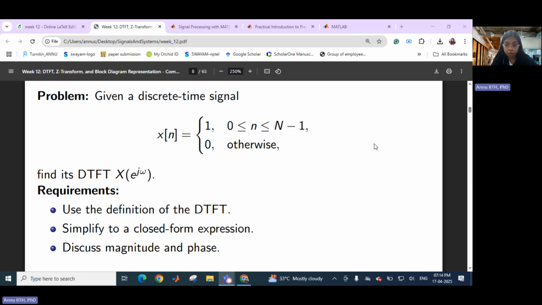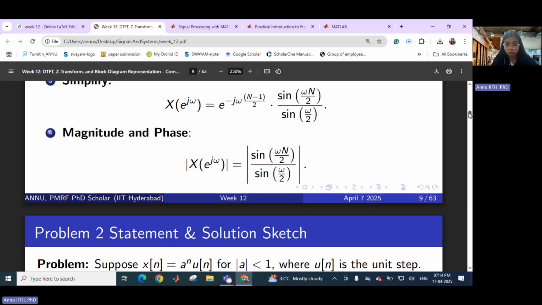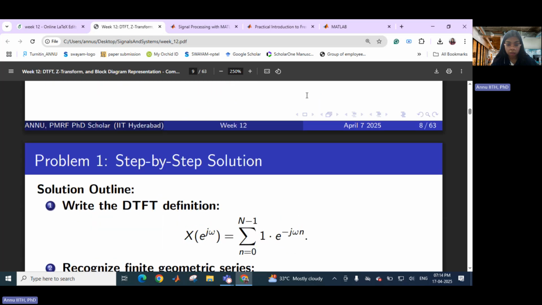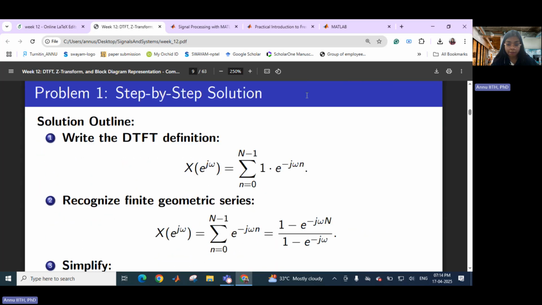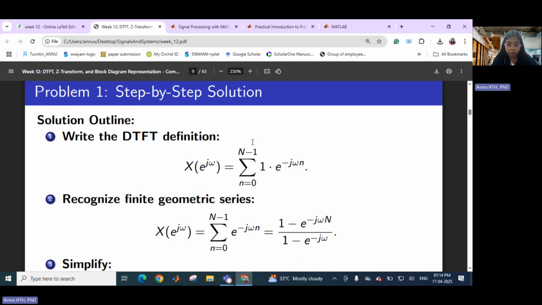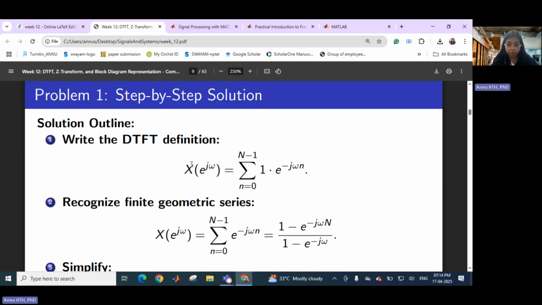Okay, let me tell you the answer. So, step by step evaluation. Write the DTFT definition. So we have written like this.